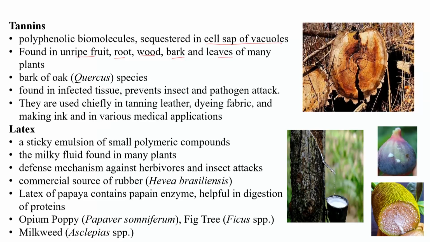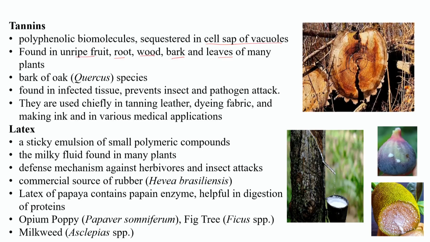Now unripe fruit, when we normally eat an unripe fruit like banana or any other thing, it tastes bitter. So that taste actually comes from these tannins, and when the fruit gets ripened, these tannins are lost and then we get a sweet taste. It is obtained from the bark of oak plant. Now tannins are also useful in plants because they prevent insect and pathogen attack.